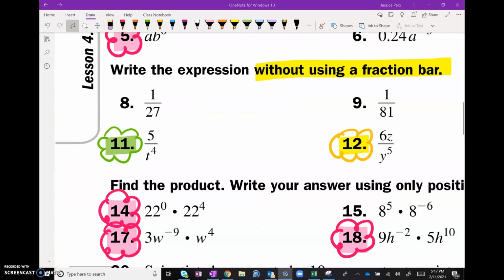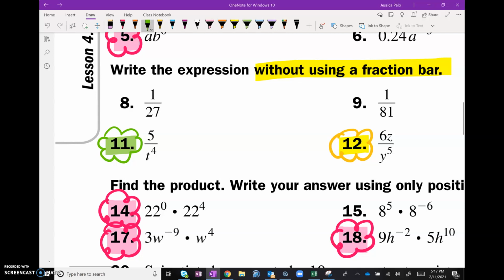Number 11, you need to write your answer without using a fraction bar. That means anything in the denominator needs to head back up to the numerator. Remember, we put it in the denominator so it became positive. So when it's in the numerator, that means it's negative. So rewrite number 11 using no fraction bars. Get rid of the fraction bar in number 11. Let's see your answer first.